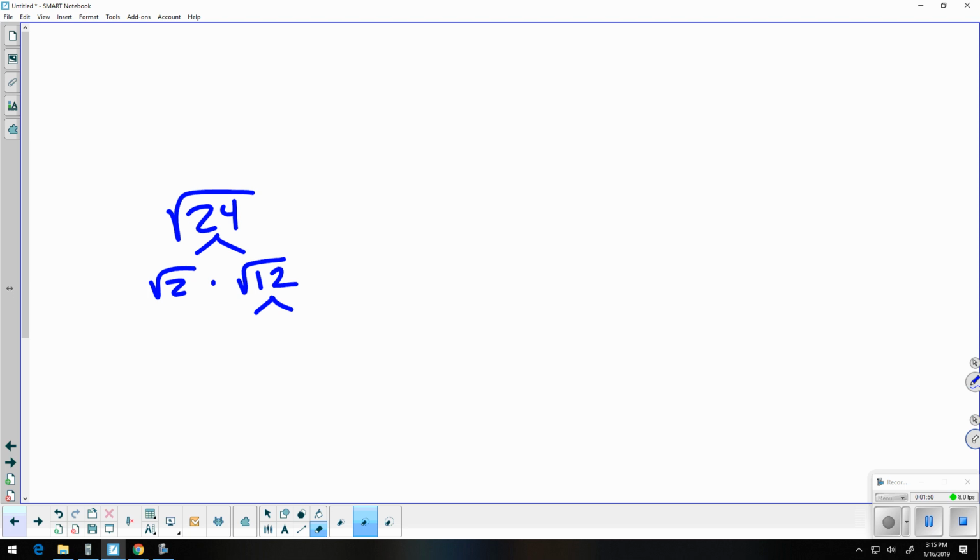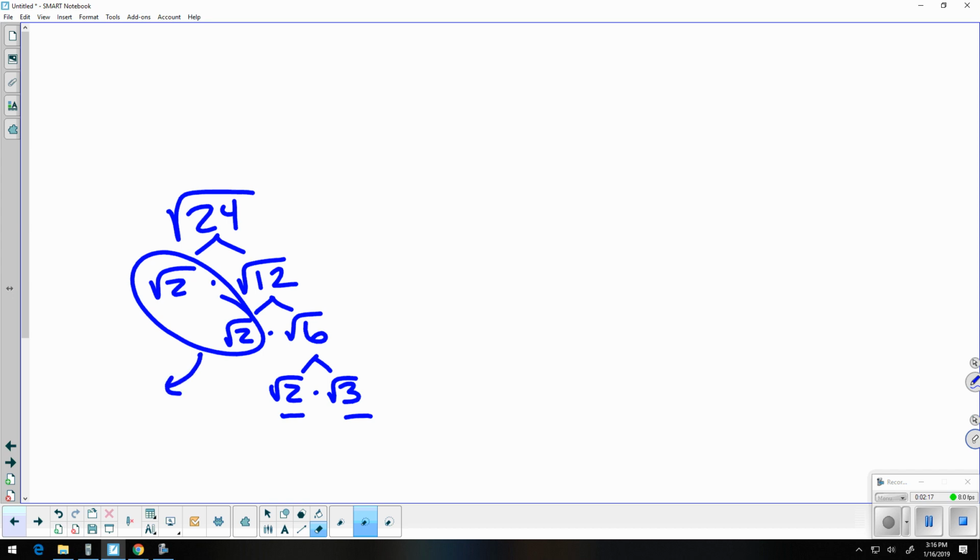Now breaking down 12, this would be 2 times 6. And then breaking down 6, that's 2 times 3. Here are the prime factors of 24. Because it is a square root, you're looking for matching pairs of the same numbers. Here are two square root 2's, and the others don't have a match, so they stay as is. When you find your matching pair, a 2 gets pulled out front, because if you multiply those back together, that's square root of 4, which is 2.